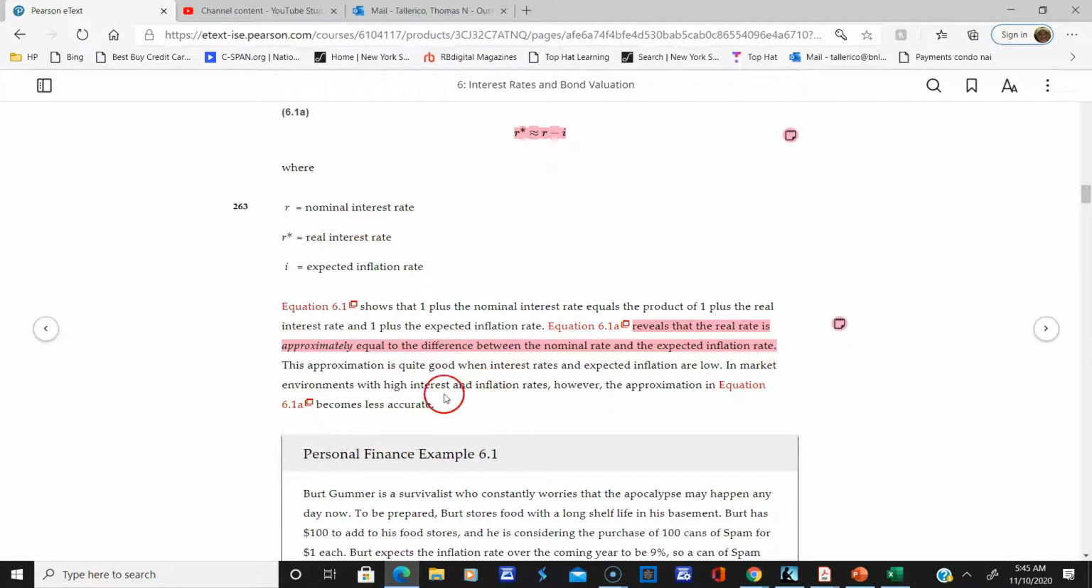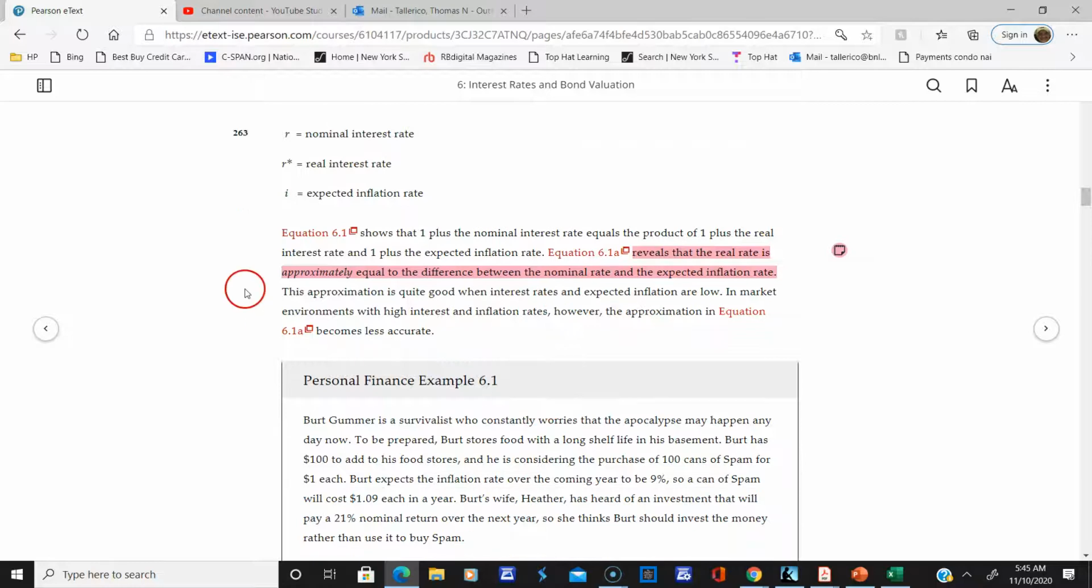And there's an important little point here, okay? In market environments with high interest and inflation rates, however, the approximation in equation 6.1 becomes less accurate. So it's just an approximation, all right?